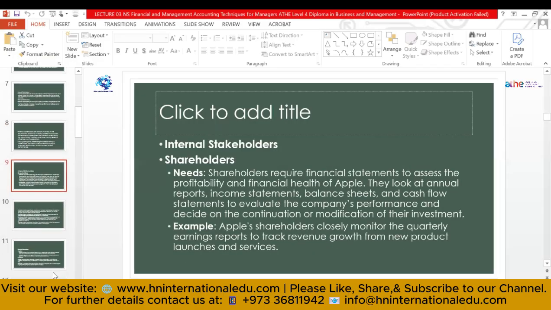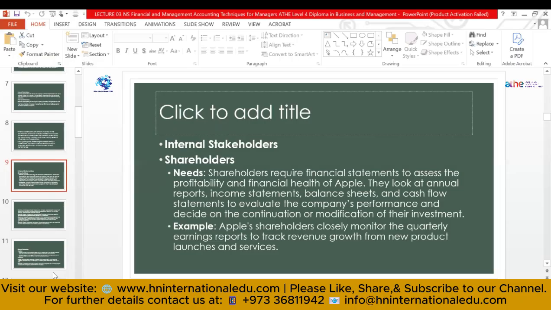Internal stakeholders. The first one is the shareholders. In the same way, you are going to categorize in your assignment solutions too. Under the heading of internal stakeholder, the first one is the shareholders. What are their needs? They require financial statements, that is income, balance sheet, and everything, to assess the profitability and financial health of the Apple organization.